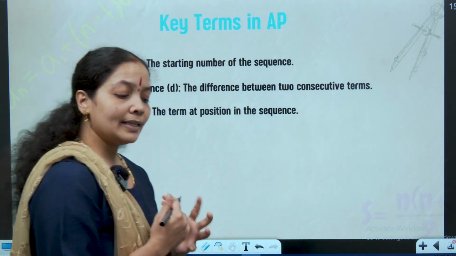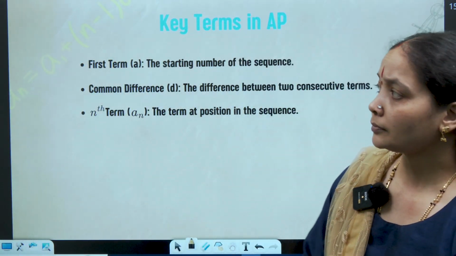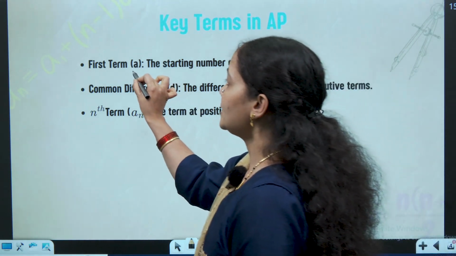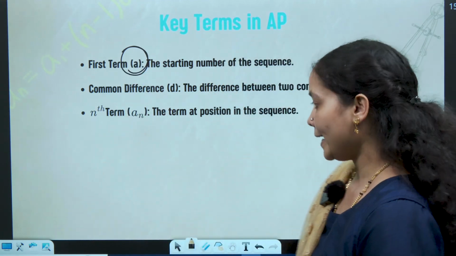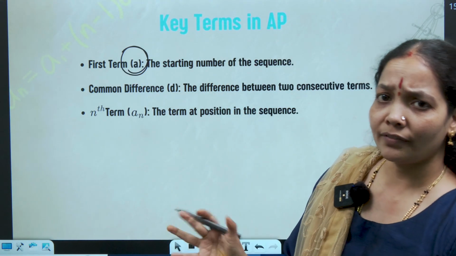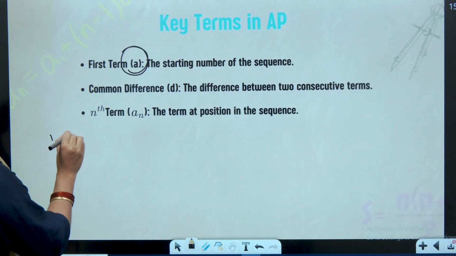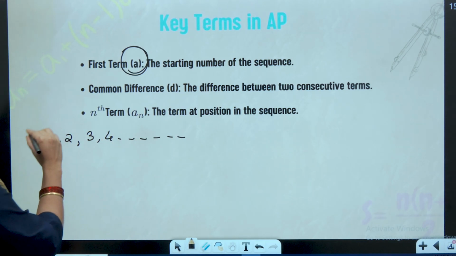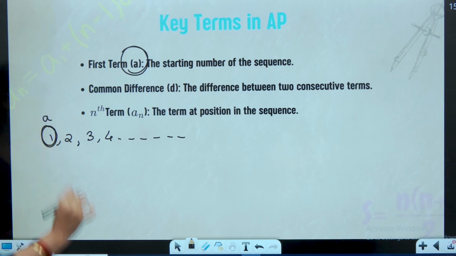So there are certain key terms in this chapter which are very important. The first key term is the first term, which is always represented by A. First term is represented by A, which is the starting number of the given sequence. For example, if I have a sequence 1, 2, 3, 4, etc. In this, which is my first term? This is my first term, 1. So I'll represent this with A.